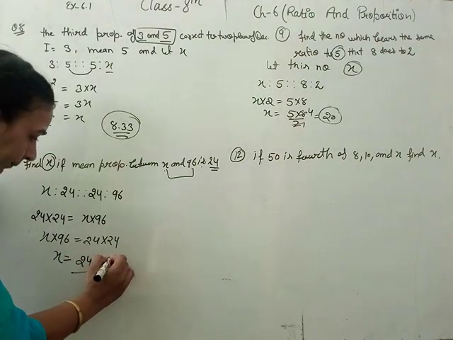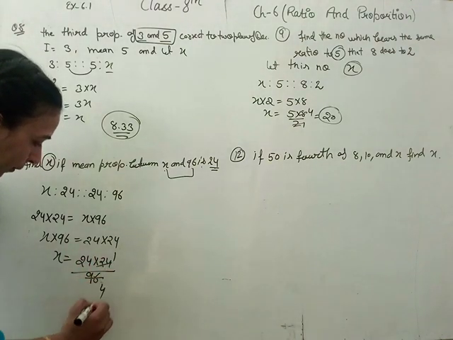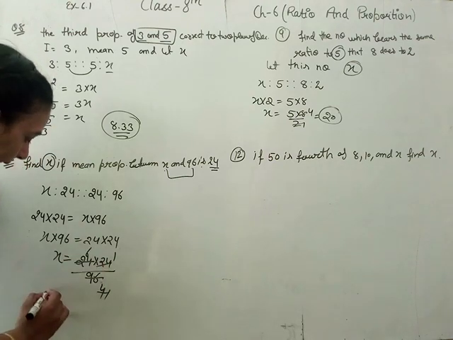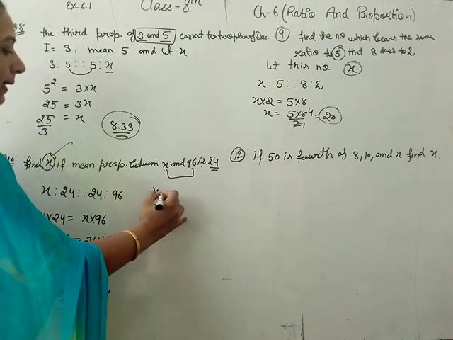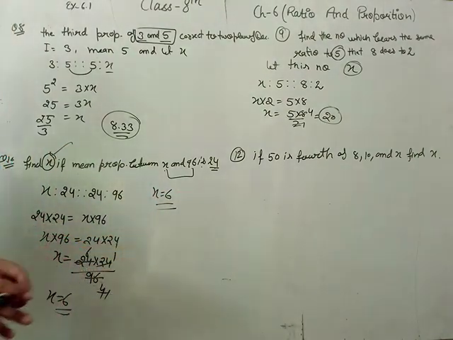X multiplied by 96 equals 24 multiplied by 24, then x equals 24 multiplied by 24 by 96. 24 fours are 96, 24 ones are 24, 4 ones are 4, 4 ones are 6. X equals 6. Then the value of x is x equals 6. This is question number 20.